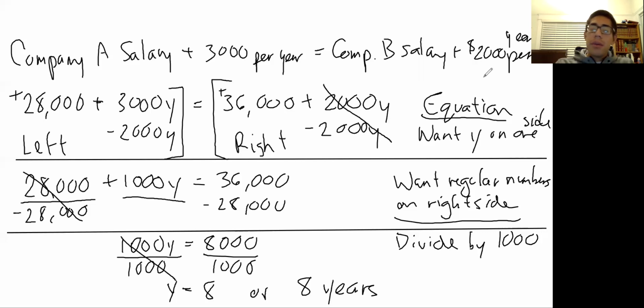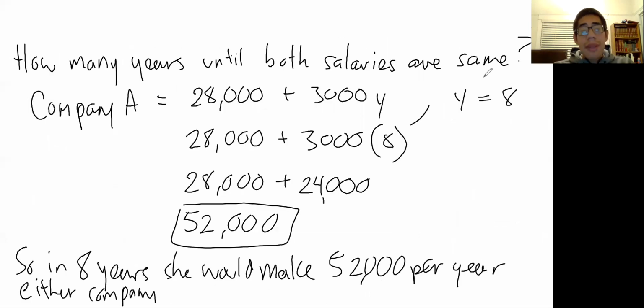So what? Well, it matters a lot if you're the person trying to figure out which company is better, because in how many years will the salaries be the same? Well, we know that Company A is going to give her $28,000, and every year they're going to give her a $3,000 raise. And if y is equal to 8, if she commits to working 8 years for this company, 8 times 3,000 is 24,000, plus the original 28,000. She will have made $52,000 at Company A.